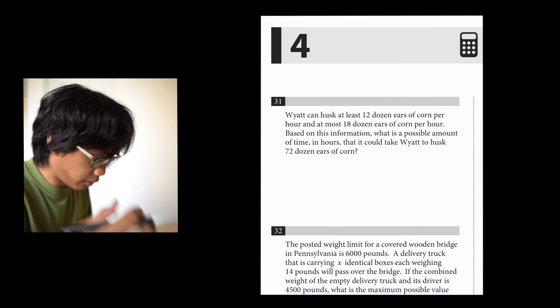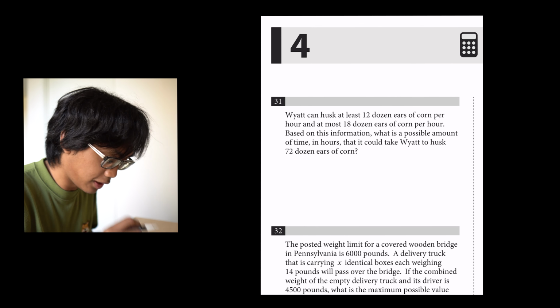Okay, now it's free responses. Y can husk at least 12 dozen ears of corn per hour and at most 18 dozen.